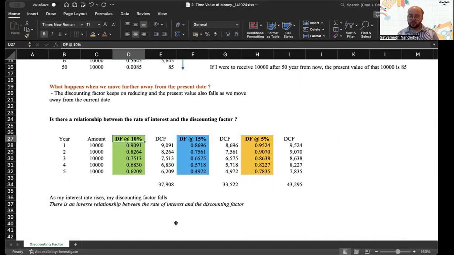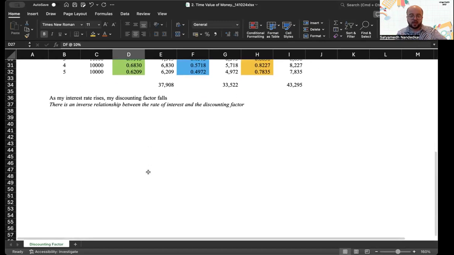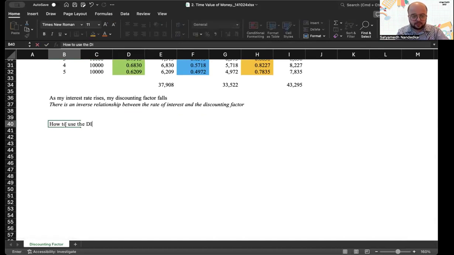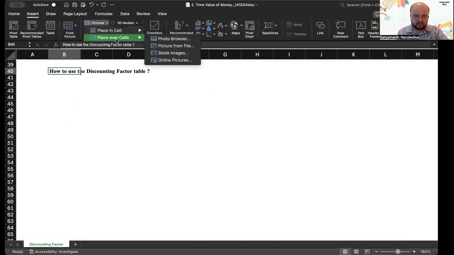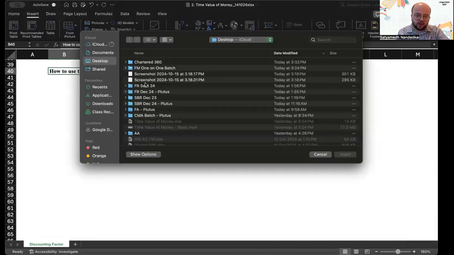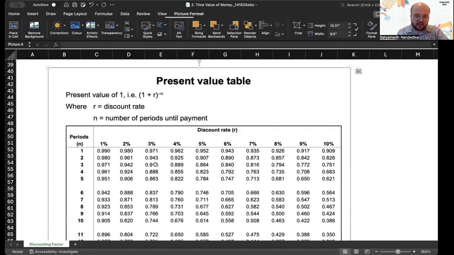Before I teach you how to use the calculator for these calculations, I want to introduce you to a table which is known as the discounting factor table. Now, the discounting factor table is a ready-made table that is given to you in a lot of exams. And this discounting factor table contains all of these values. So, how to use the discounting factor table? What I have done is, I have taken a screenshot from one of the publications. Let me show it to you, what exactly the discounting factor table looks like.